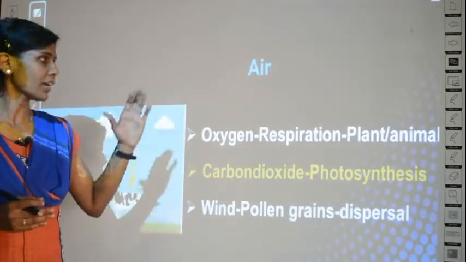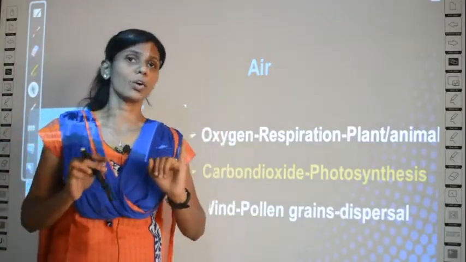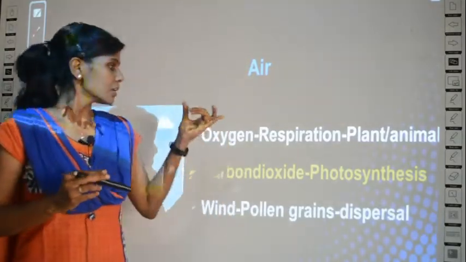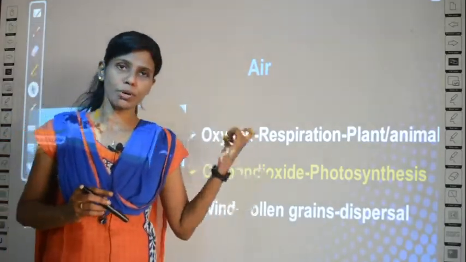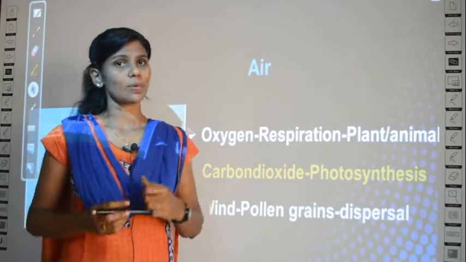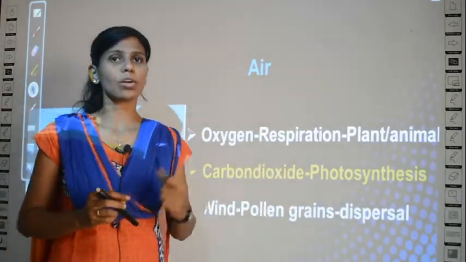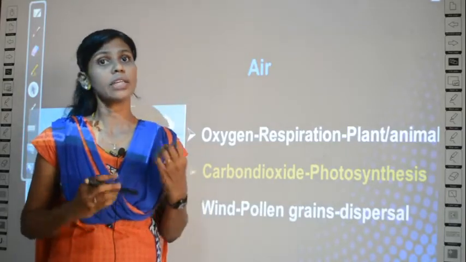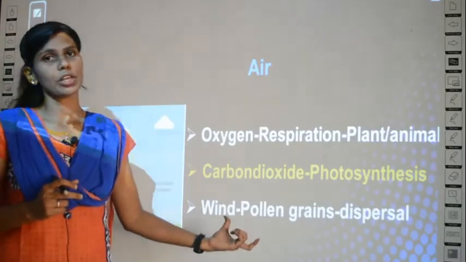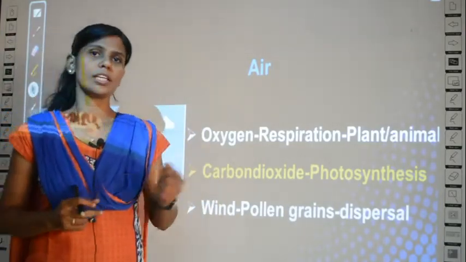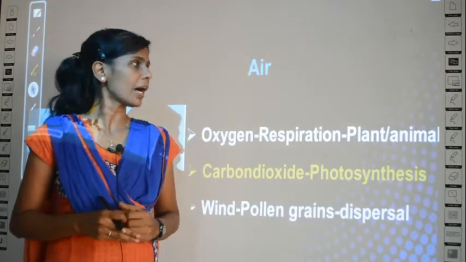Okay, so what have we studied about air? Air is the first abiotic component in our ecosystem. In air we have the major gas oxygen, which is used for respiration in plants as well as in animals, and the second important gas is carbon dioxide, which is essential for the plants for photosynthesis. Also wind is essential for the pollen grains to get dispersed for the propagation of plants easily. So this is all about air.